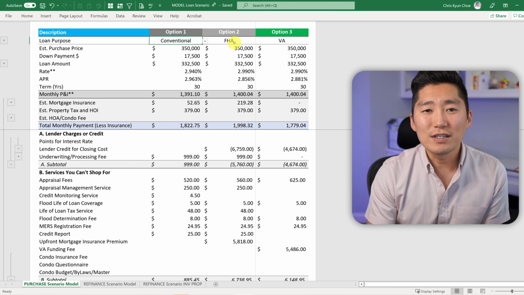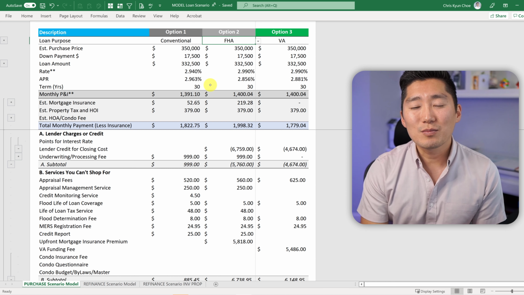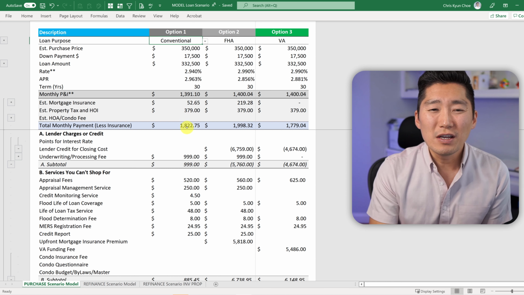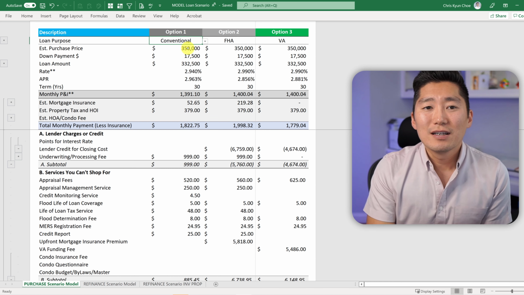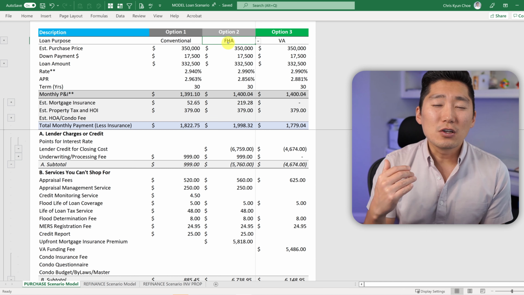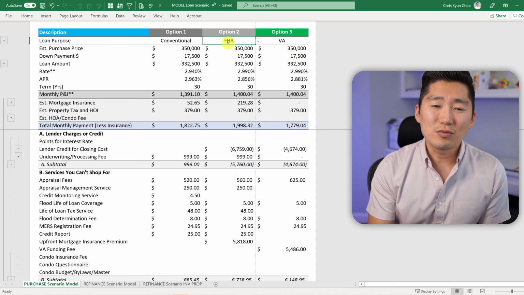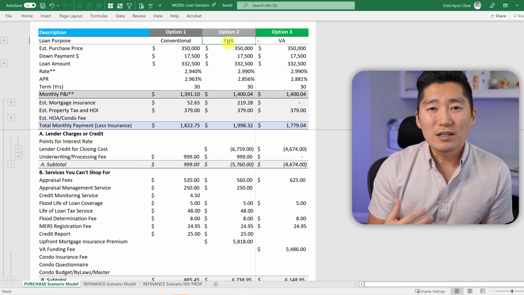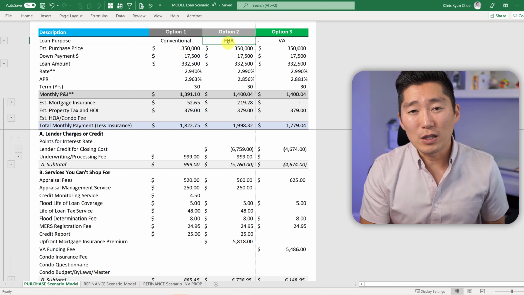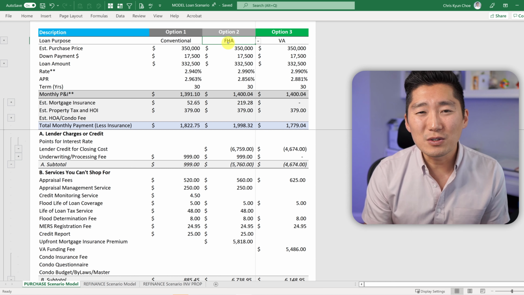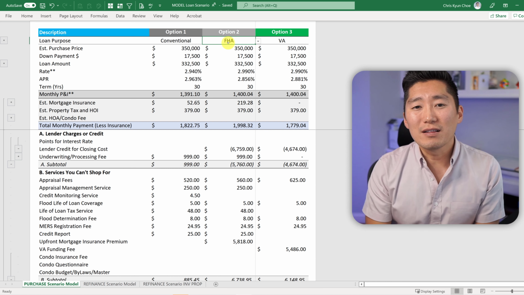And for non-VAs, it's going to be between the conventional and FHA. So folks ask me, why would I go into an FHA and why would I go into a conventional? At the high level, FHA allows a little bit higher debt-to-income ratio, so you have a little bit more liability, so we can squeeze you in there. Also, it allows a little bit lower credit score qualifications. Right now, this scenario is based on a 720, so we're trying to keep everything level.